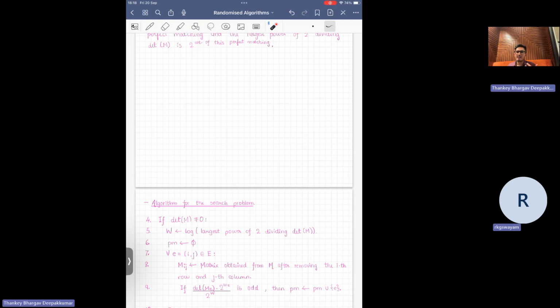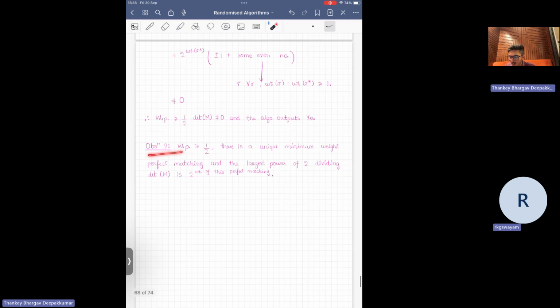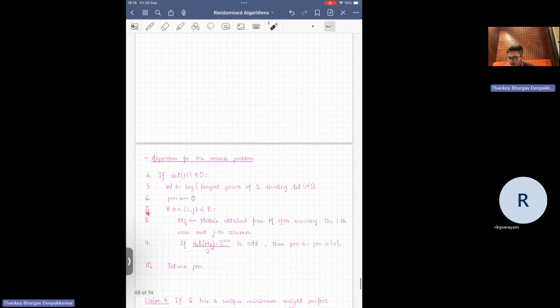If you're only interested in finding whether a perfect matching exists or not, don't do 2 to the WE. Don't do any of this. Just do what we did in the previous class. Put X equals WE, calculate the determinant, check if it's 0 or not, done. The reason we need to do the 2 to the WE is because of this observation, and we would see how that observation comes in handy in steps 8, 9, and 10. Now let's get back to the question.